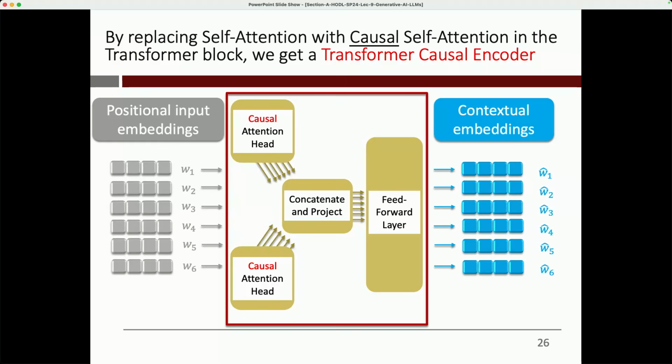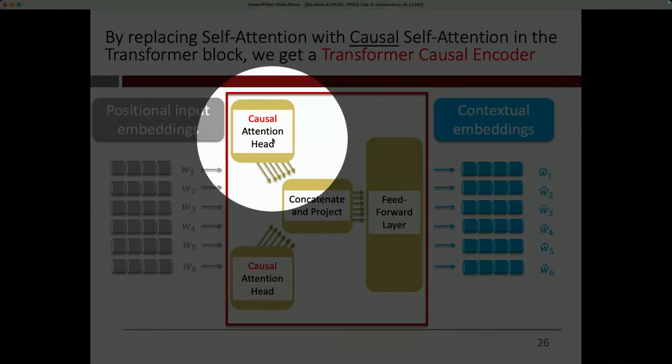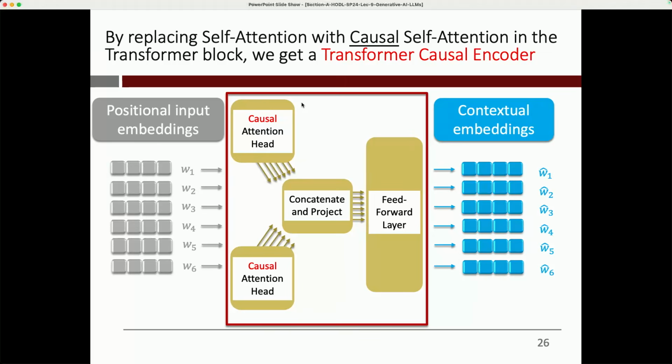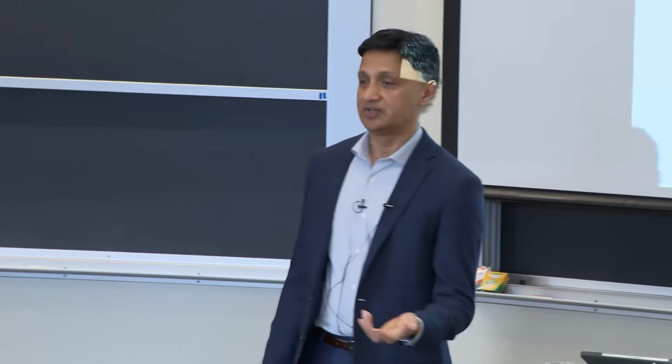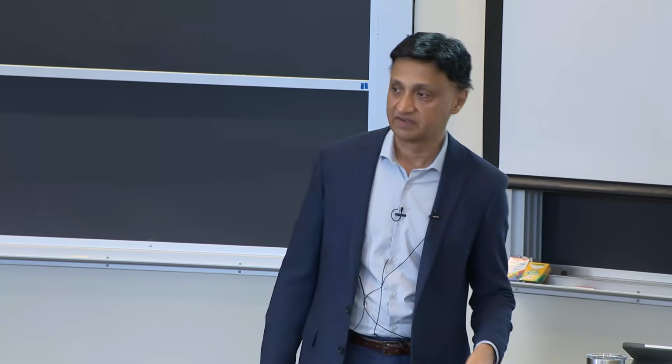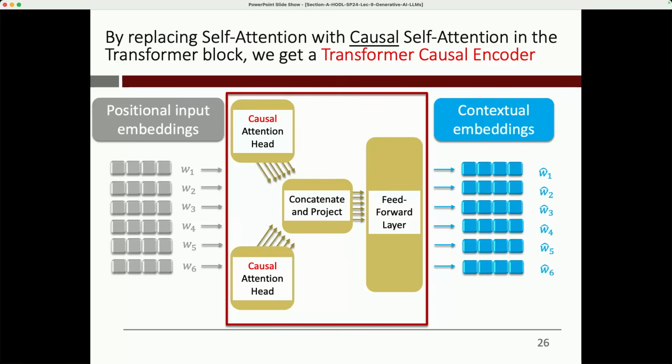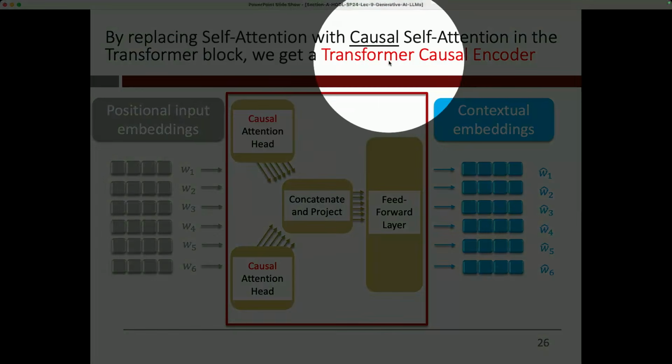Okay? So all we do is we go into a transformer and we change each attention head to be a causal attention head. The way it's actually done under the hood is very elegant for computational efficiency purposes, but I won't get into it because it gets a bit involved. But the key idea is replace basic plain vanilla attention with causal attention, aka masked attention. And you do that, boom, suddenly it starts working for next word prediction. It can't cheat anymore. And when we do that, we get the transformer causal encoder.